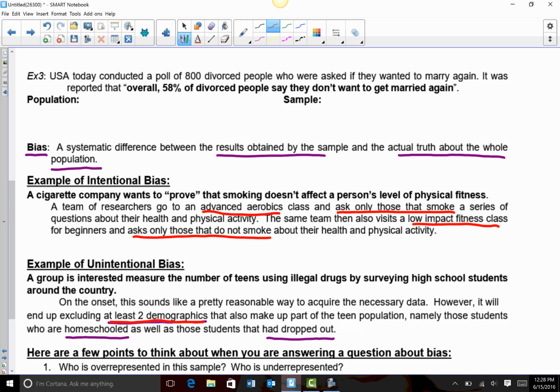eliminated from that particular study, because there are students who are homeschooled and those that have already dropped out. Those shouldn't be neglected because they are part of the population. So we need to find a way to also include some of those other types of students so that you get a good representation of the full teen population.